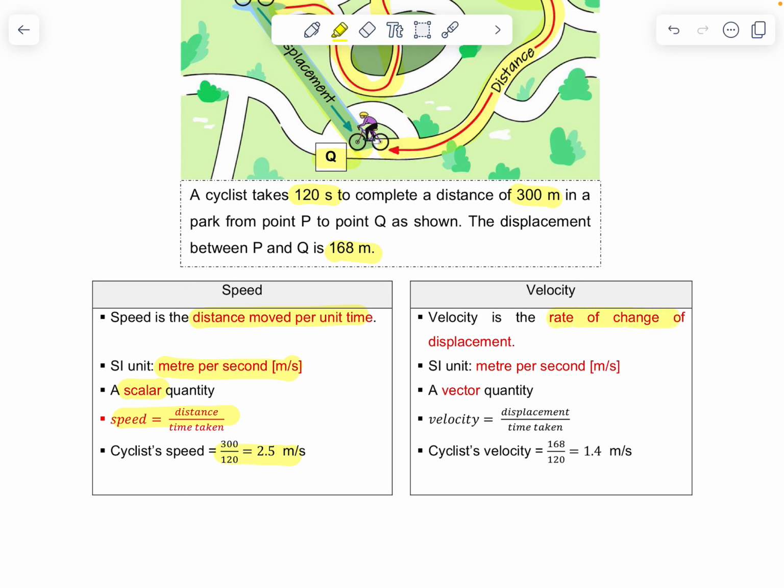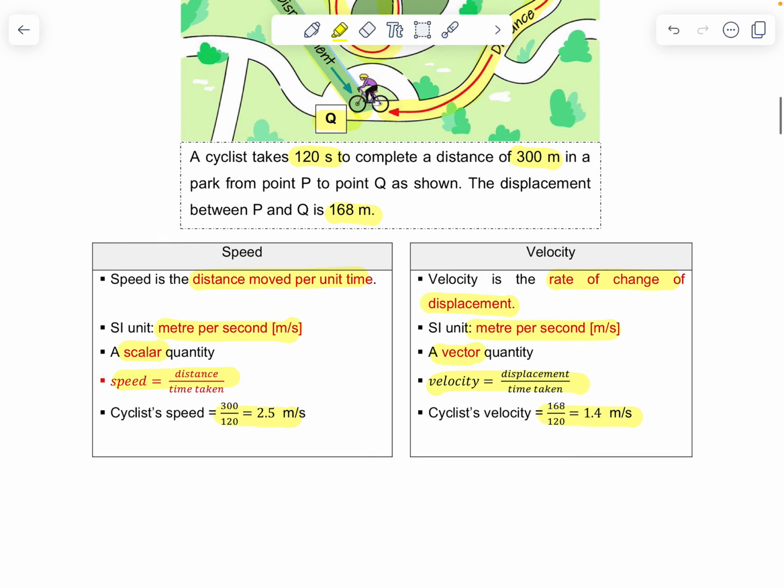Velocity is the rate of change of displacement. Same SI unit, meters per second. It is a vector quantity because displacement has direction. So velocity equals displacement over time. This time round it is 168 divided by 120 seconds. You get 1.4 meters per second.